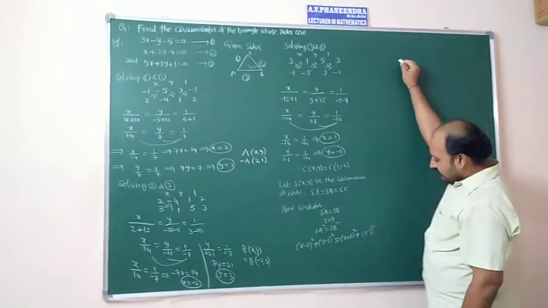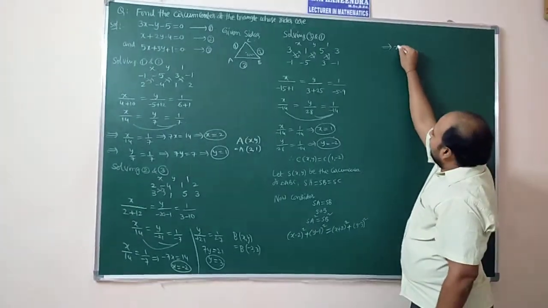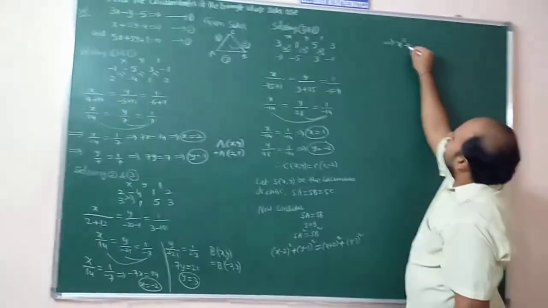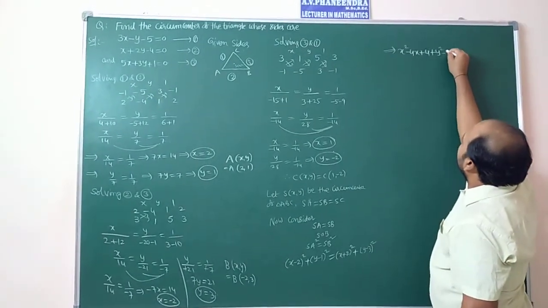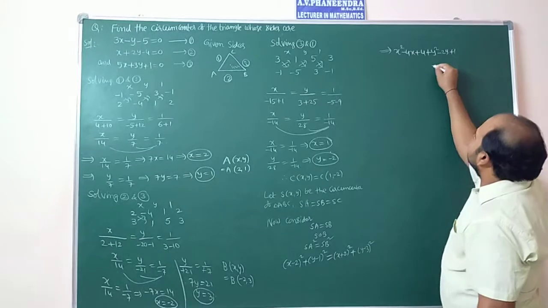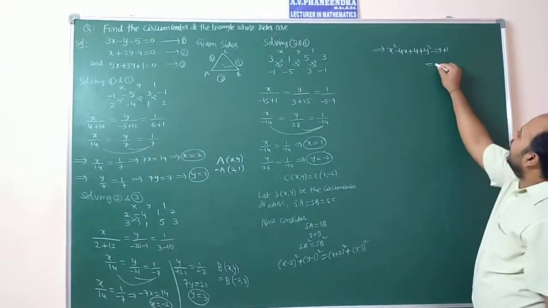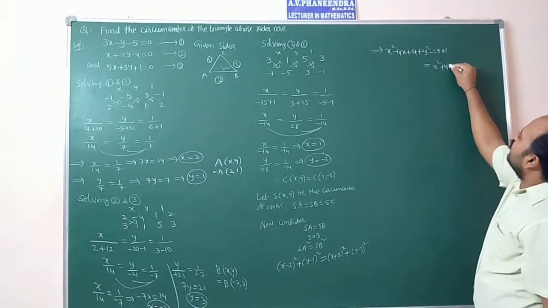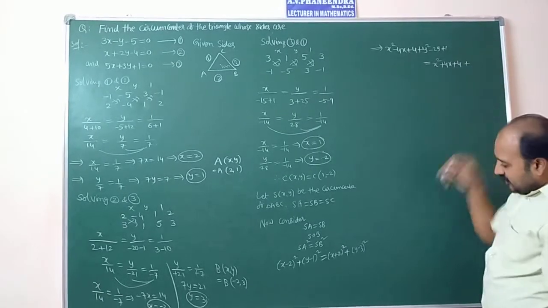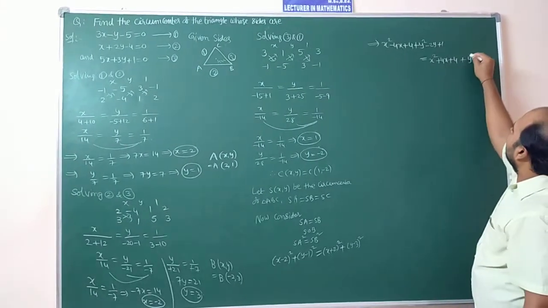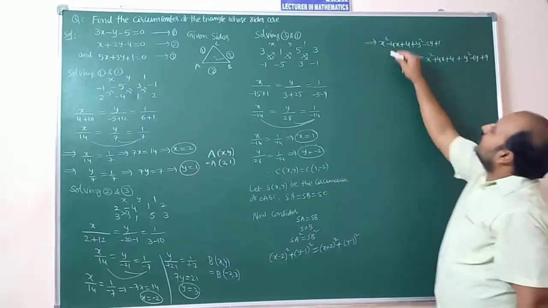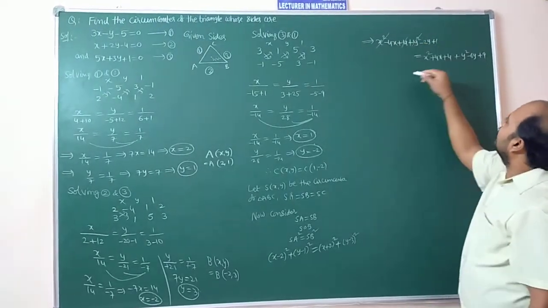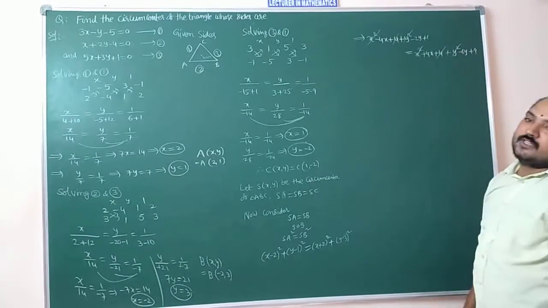Now expanding, x square minus 4x plus 4 plus y square minus 2y plus 1 is equal to x square plus 4x plus 4 plus y square minus 6y plus 9. On both sides, x square plus y square plus 4, these values will be cancelled.